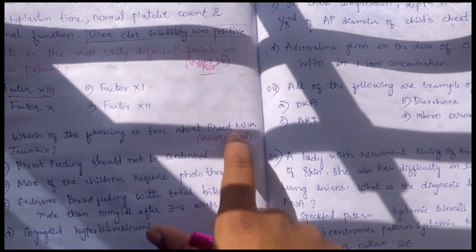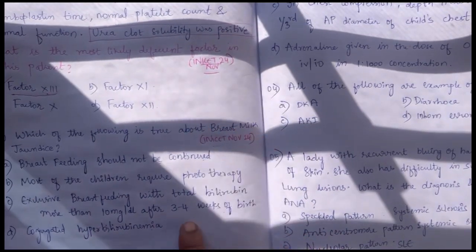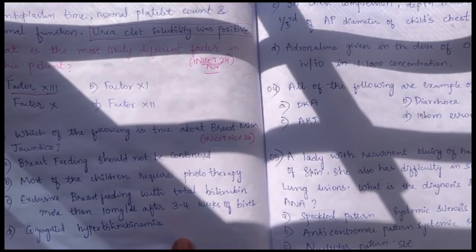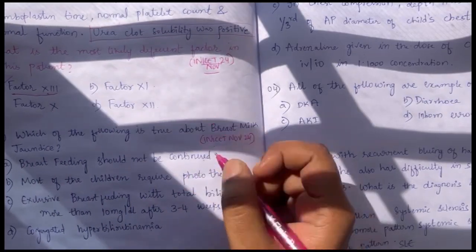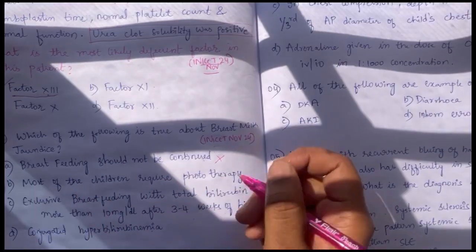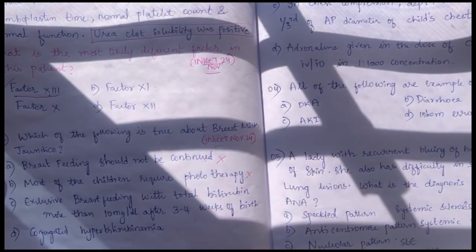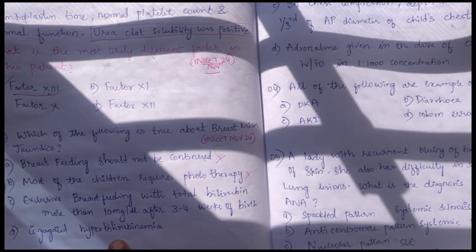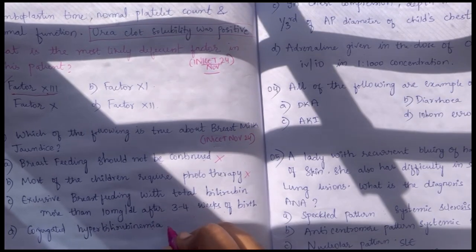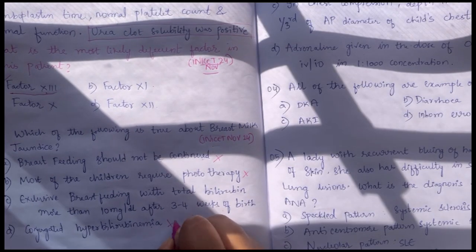Here, in the case of breast milk jaundice, which is normal in most neonates, breastfeeding should not be continued is a false statement, so this is not the answer. Most of the children required phototherapy. No, this is not the answer. It's a case of unconjugated hyperbilirubinemia, not conjugated hyperbilirubinemia. So this is also not the answer.